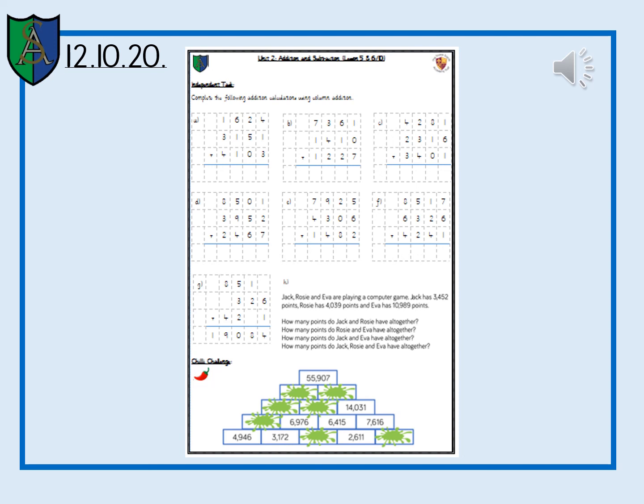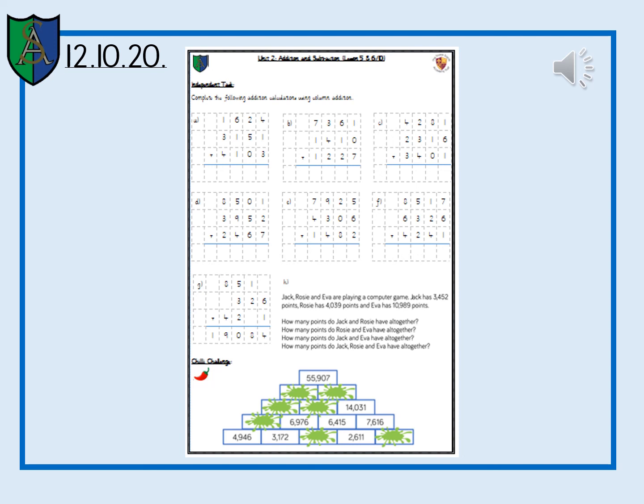Moving on to the Chilli challenge, you will see the pyramid style questions like we did last week. So you know that, for instance, if I take the numbers 6,415 and 7,616, the total or the sum of those two numbers will be 14,031. Remember, the 2 bricks directly below the brick above add together to make the brick above.